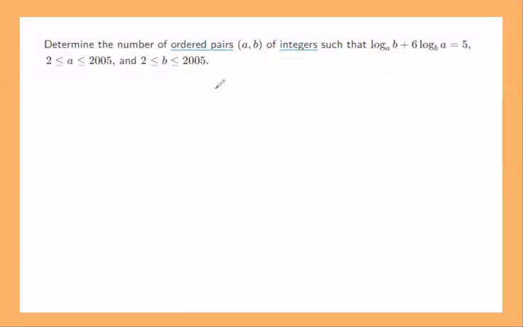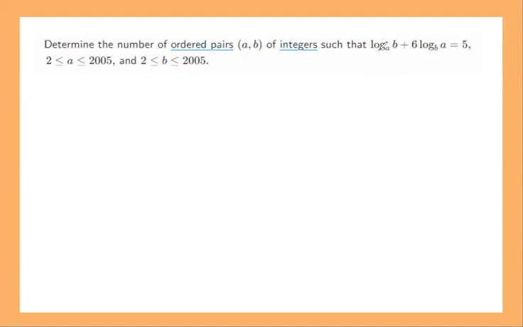Hello, everyone. So we have another nice logarithm problem. We are given an equation in terms of log, and we would like to find the number of ordered pairs A and B. Both will be integers, and we have some restrictions right here.